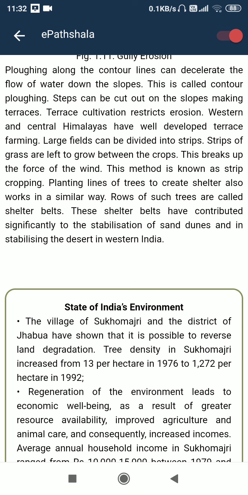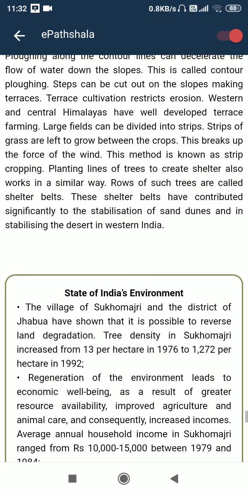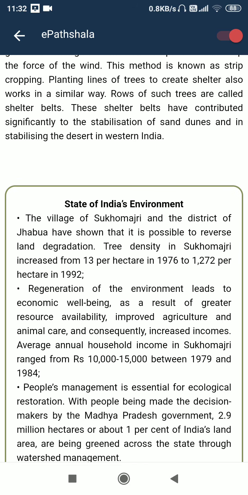Steps can be cut out on the slopes, making terrace cultivation, to restrict erosion. Western and central Himalayas have well developed terrace farming. Large fields can be divided into strips. Strips of grass are left to grow between the crops. This breaks up the force of the wind. This method is known as strip cropping. Planting lines of trees to create shelter also works in a similar way. Rows of such trees are called shelter belts. These shelter belts have contributed significantly to stabilization of sand dunes and in stabilizing the desert in western India.